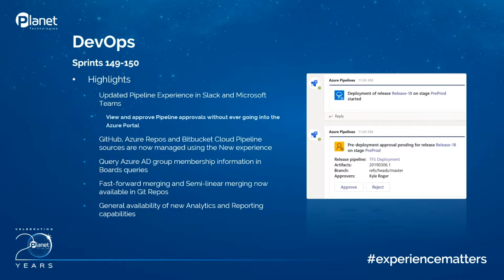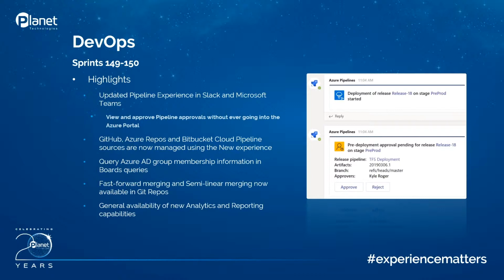Okay, real quick on the update front. It was kind of a quiet month, actually, with regards to DevOps. Last month, we talked about the pipeline activities that would be available from Slack, and they've actually added some capabilities to that. You can now approve pipeline deployments directly from Slack without going into the portal. An updated pipeline approval experience is also now available in Microsoft Teams as well, so you can see all of the activities going through your pipeline. You can do the approvals without having to go back into Azure DevOps. It's pretty cool.